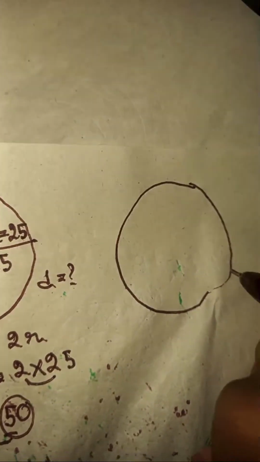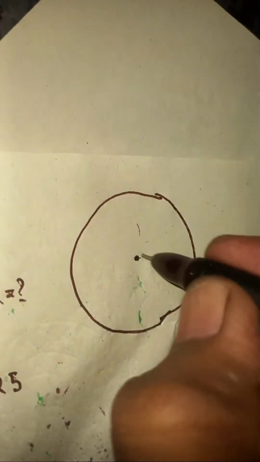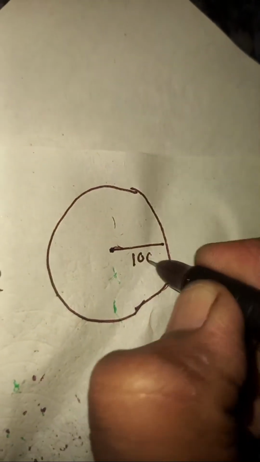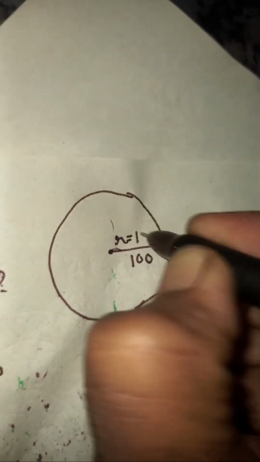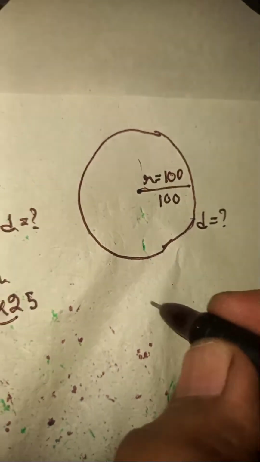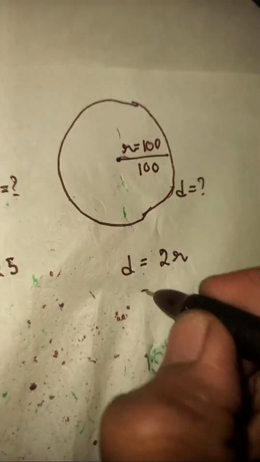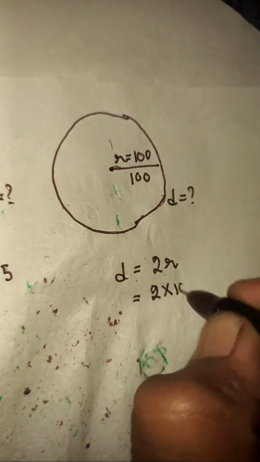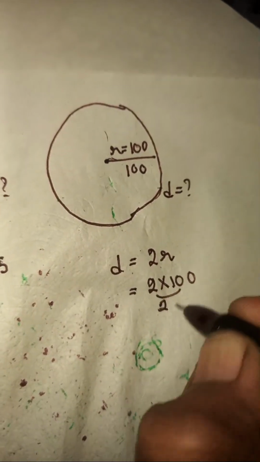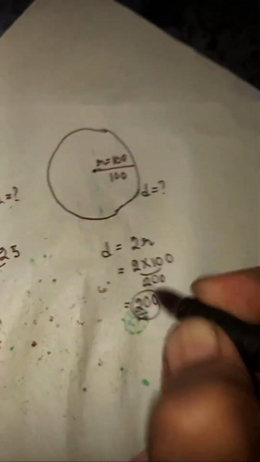In this circle, they have given that the radius is equal to 100 units. Radius is 100 units means what's the diameter? Here also you can find out diameter is 2 times of radius, so it's going to become 2 times of 100 units. 2 times of 100 means it becomes 200 units.